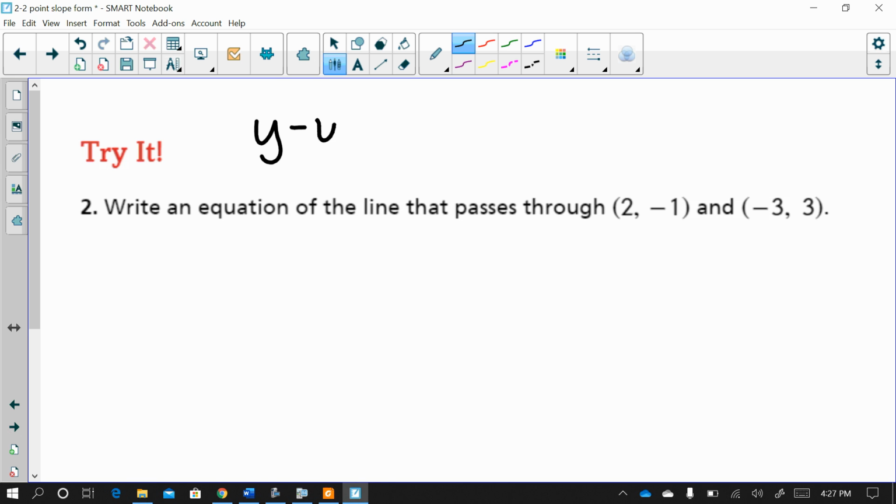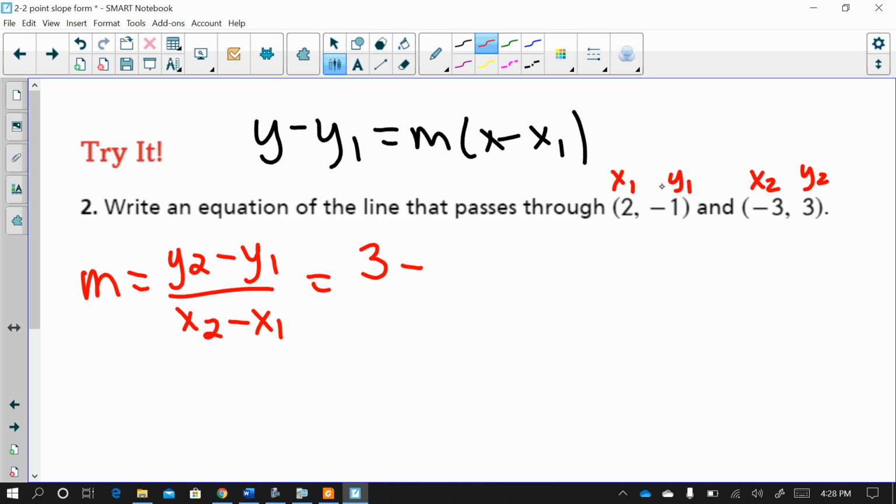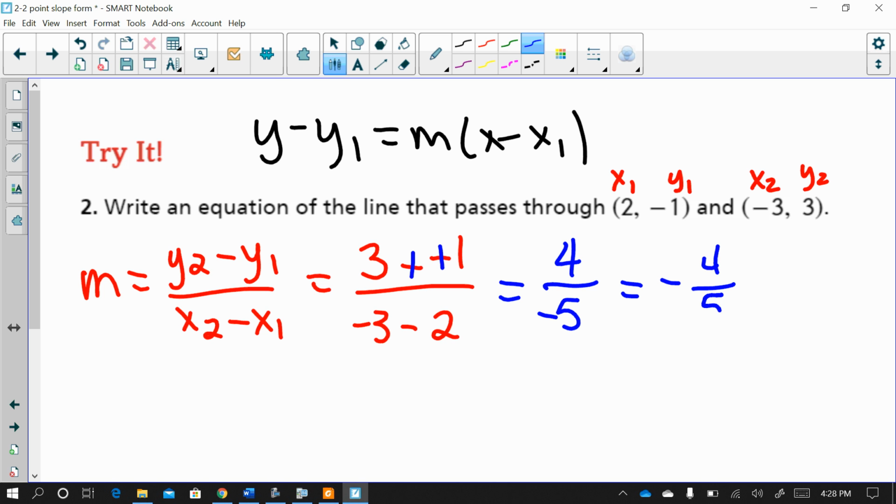Okay, so reminder, y minus y1 equals m times x minus x1. First step, we've got to find our slope. So m equals y2 minus y1 over x2 minus x1. Remember x1, y1, x2, y2. So y2 is 3 minus y1 is -1 over x2, -3 minus x1 is 2. Again, minus turns into plus, so I get 4 over -5. I'm just going to write that as -4/5.